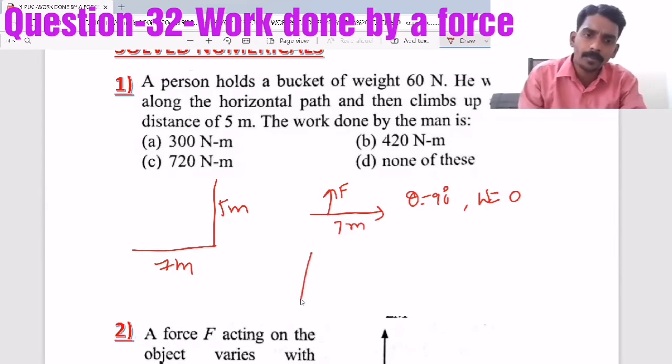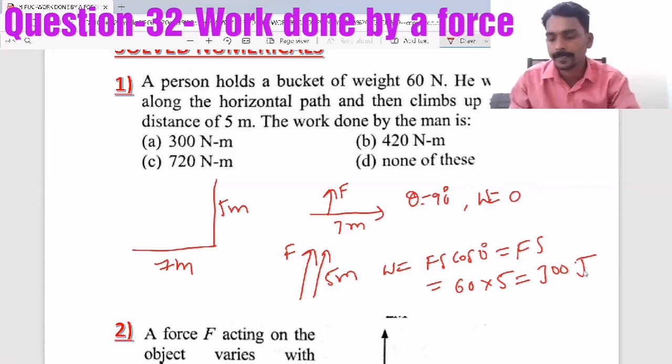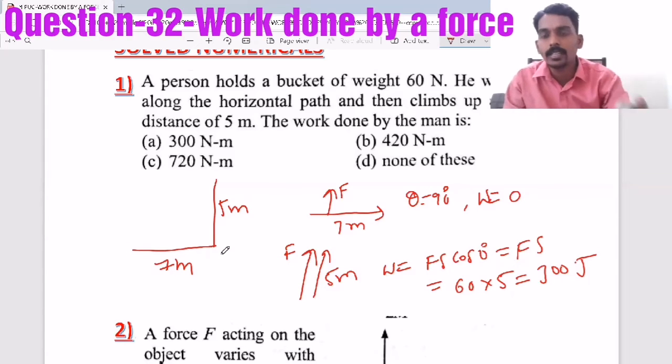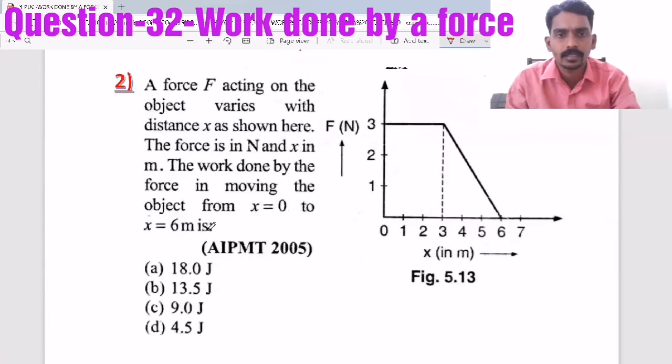Now while going up, the force applied is up and the displacement is also upward. Then the work done is Fs cos 0, so that is F into S. F is 60 and S is 5, he climbed up 5. So the answer is 300 joules or Newton meter. So this way you need to understand the direction. The direction always plays an important role in finding the work done.